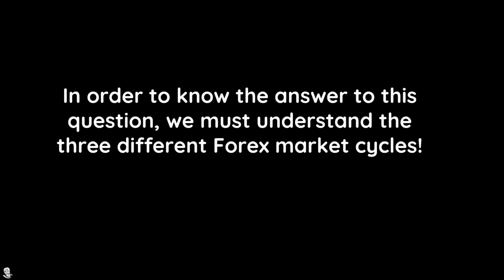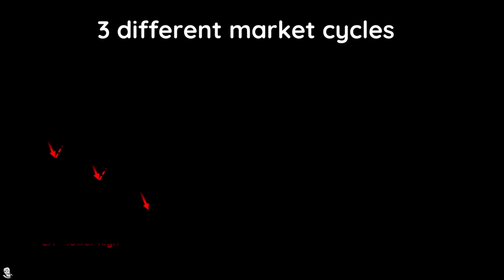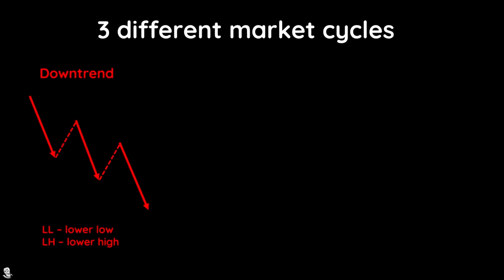So when should you use Fibonacci retracements? In order to know the answer to this question, we must understand the three different Forex market cycles. Let's take a look. In the downtrend, the market is making lower lows and lower highs. The market is also making impulsive and retracement moves. Because this is a downtrend, we want to be on the right side of the impulsivity and catch the trades at the end of the retracement move.